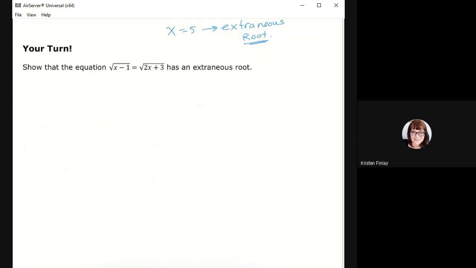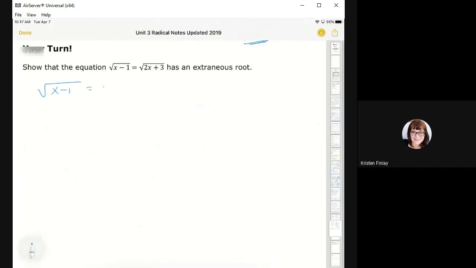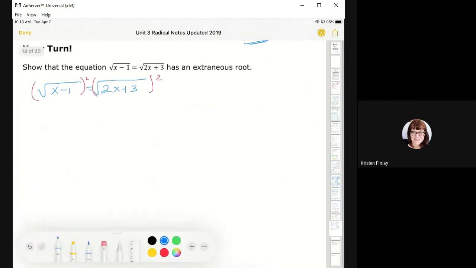Okay, we're back. So we want to solve this. We have root x minus 1 is equal to root 2x plus 3. So we want to square both sides to get rid of the radicals. So we're going to get x minus 1 equals 2x plus 3. And then it's just rearranging and solving for x.